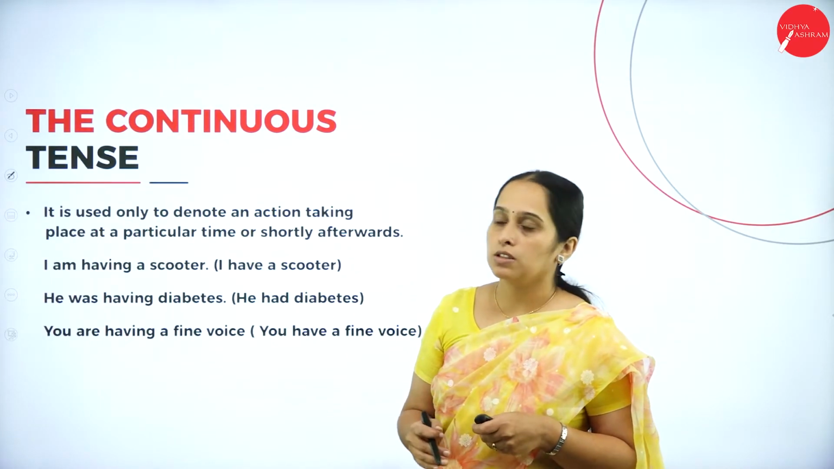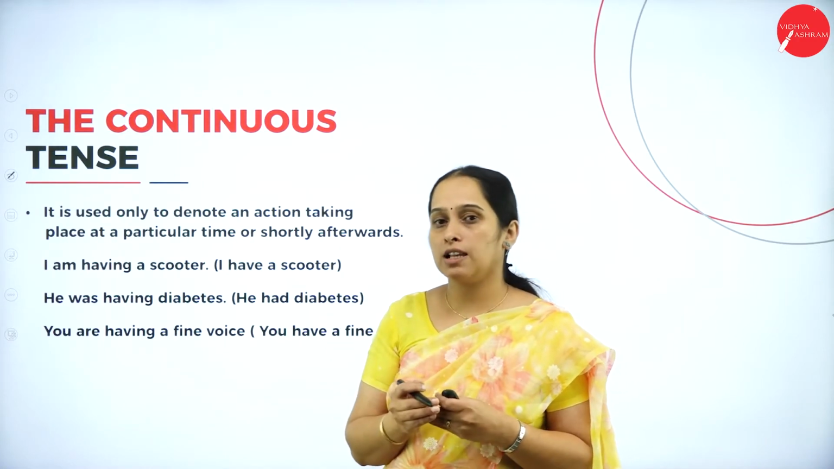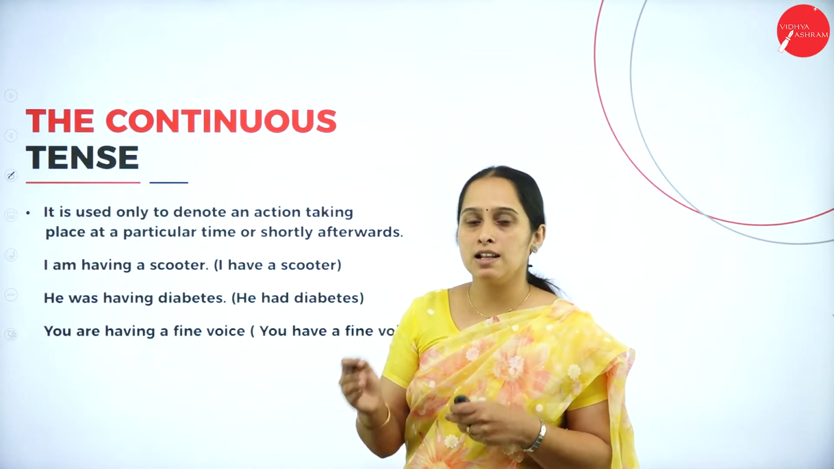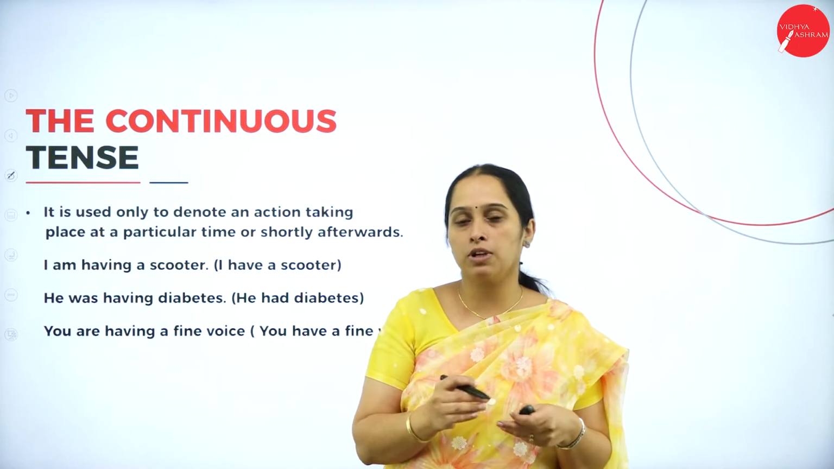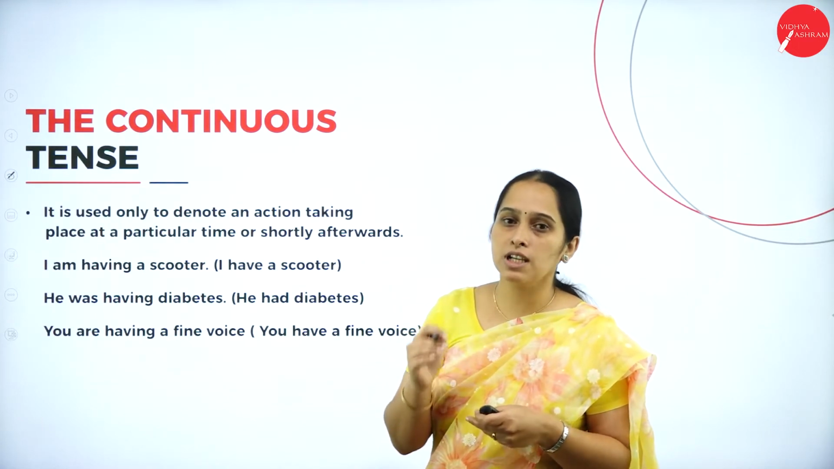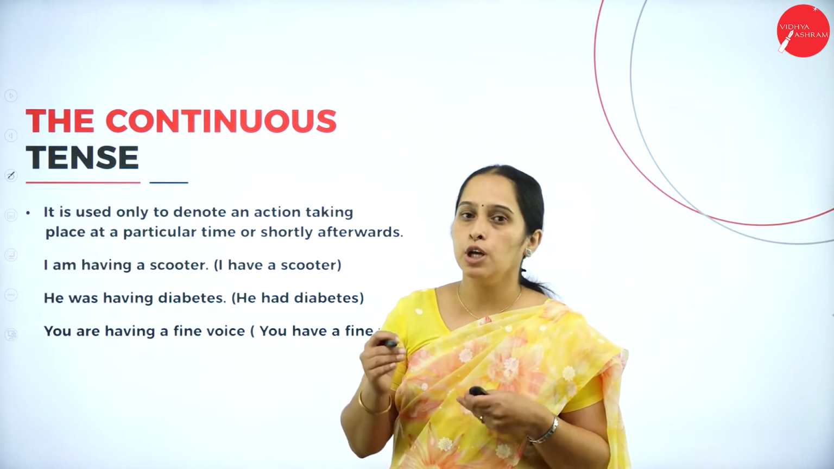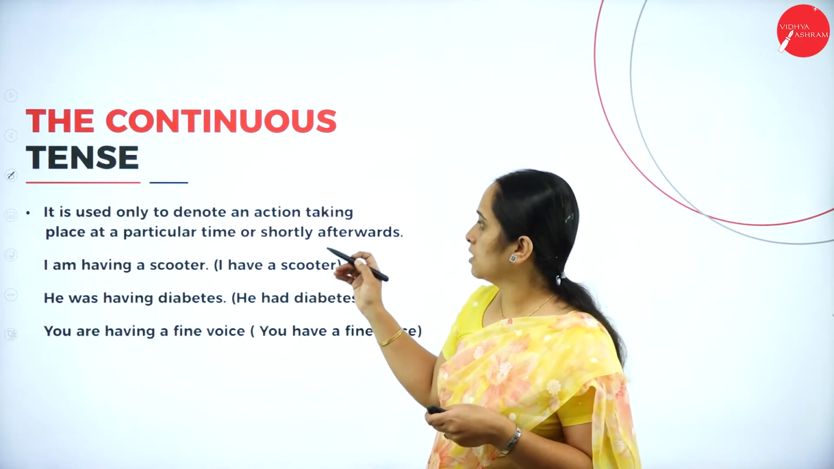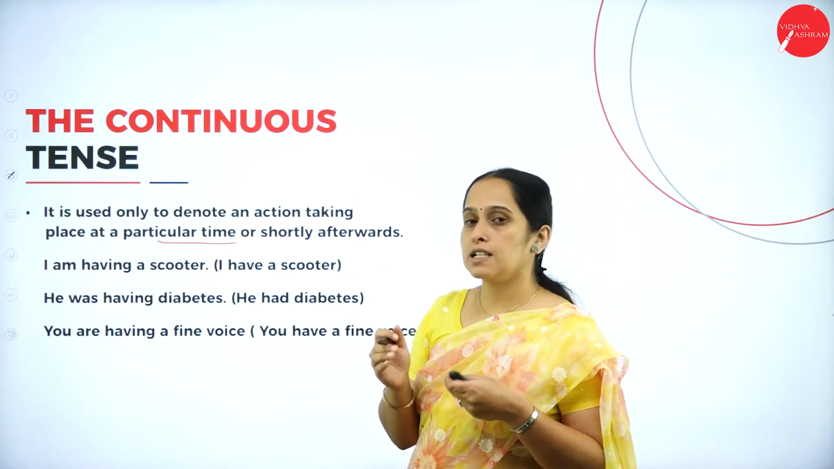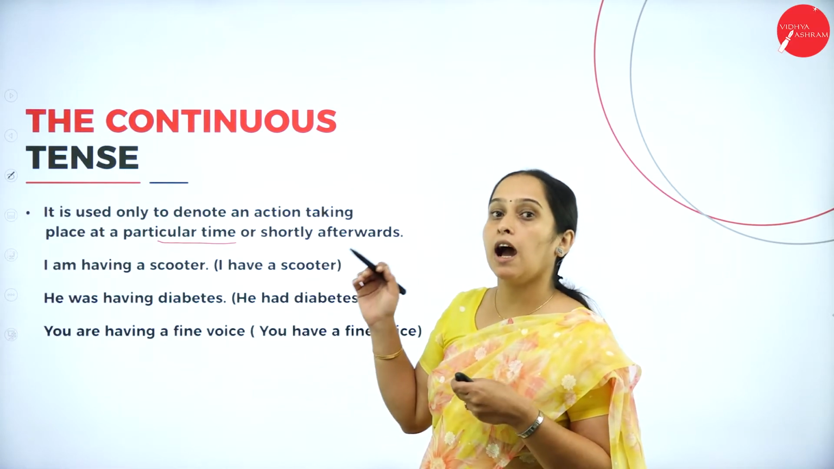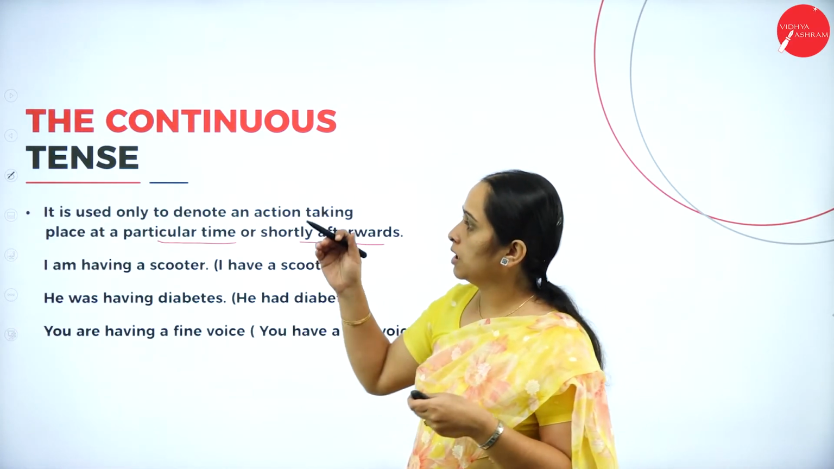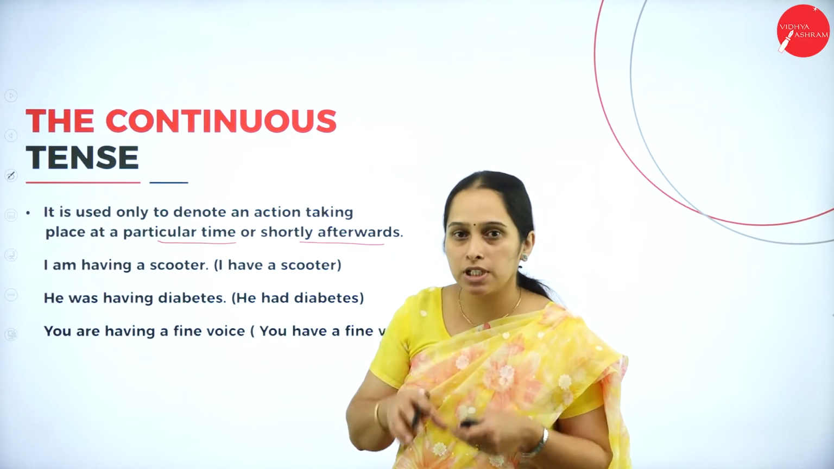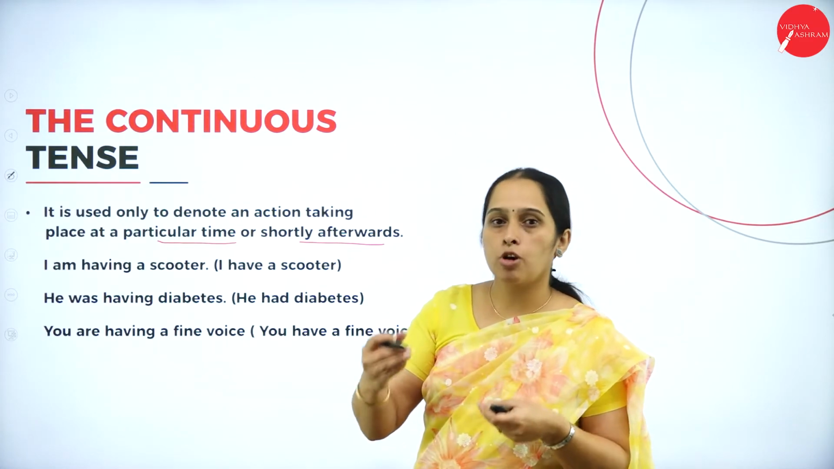Next one. The continuous tense, for example, is where we use ing. Most of us unnecessarily use the ing form, right? There is no need for that. Wherever it is necessary only, we have to use this ing form. It is used only to denote an action taking place at a particular time or shortly afterwards.